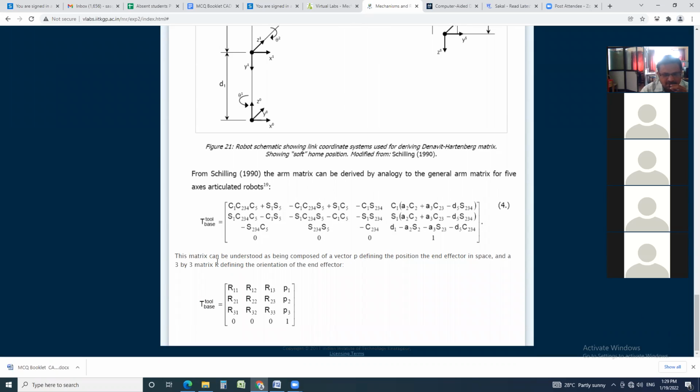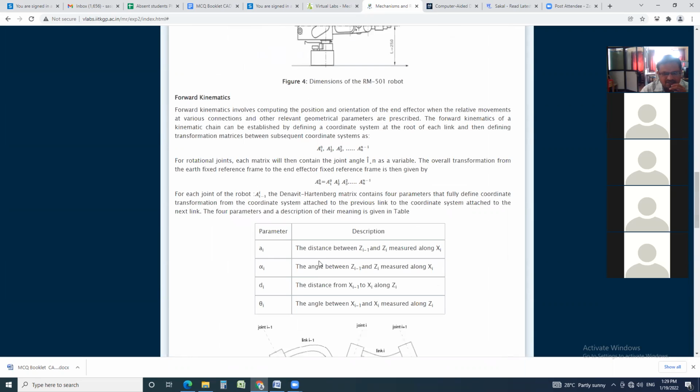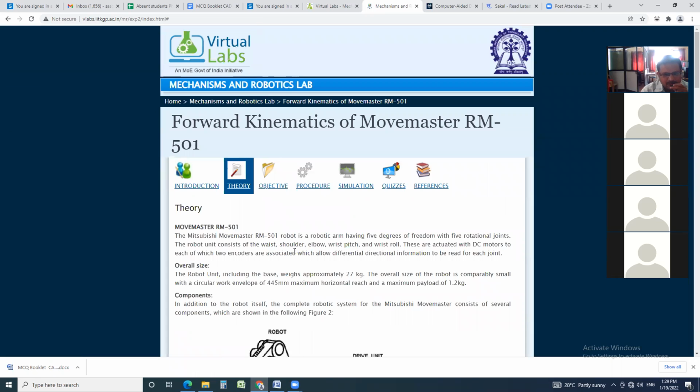This matrix can be understood as being composed of a vector P defining the position of the end effector in space and a 3 by 3 matrix R defining the orientation of the end effector. Therefore, T base tool is equal to R11, R12, R13, P1; R21, R22, R23, P2; R31, R32, R33, P3; 0 0 0 1. Therefore, this is nothing but the theory of the forward kinematics of MoveMaster RM501.